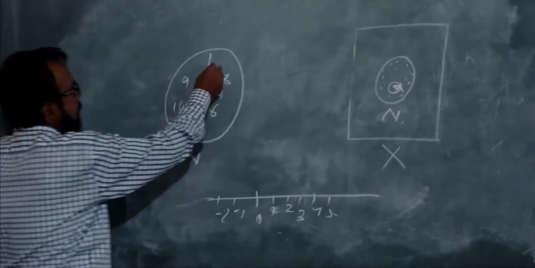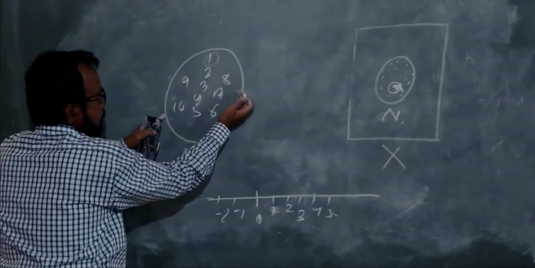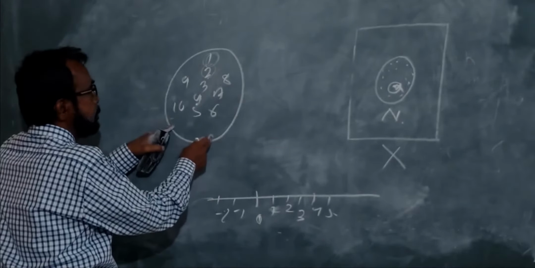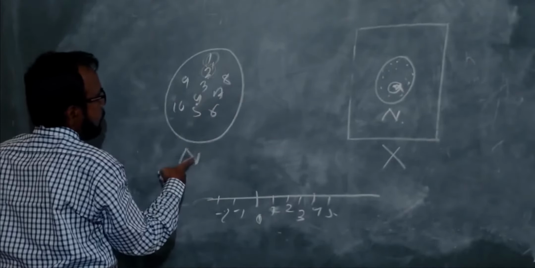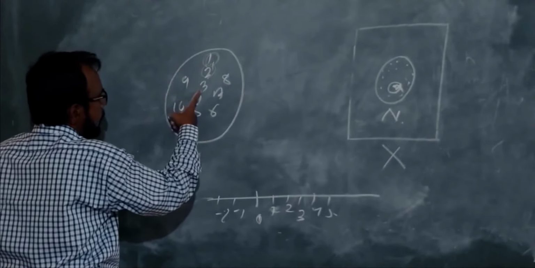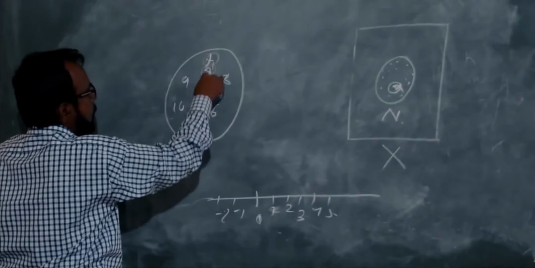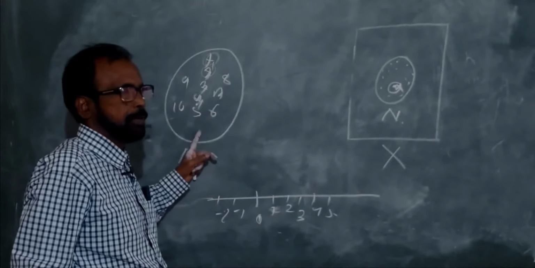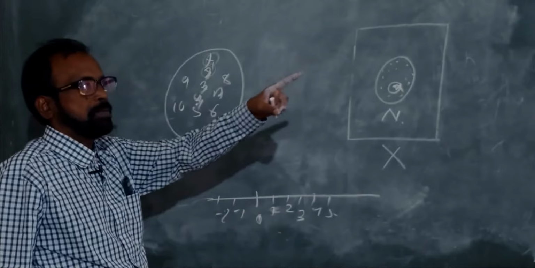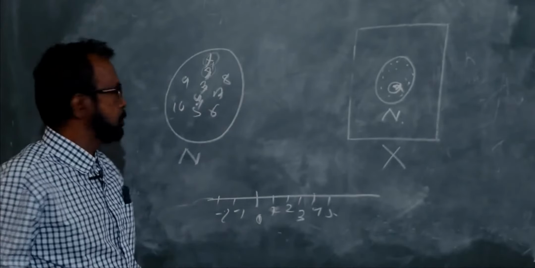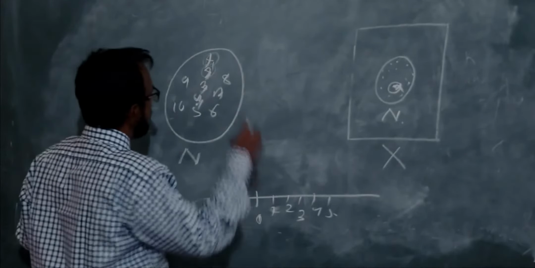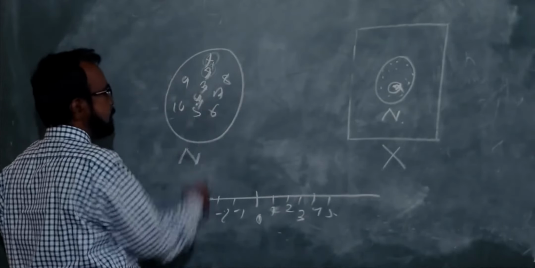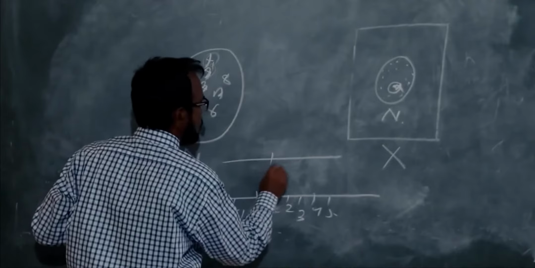So is 1 an interior point of the set? Is 2 an interior point of the set? Though 1 belongs to N and 2 belongs to N, these points are not interior points. That means no point of the natural numbers is an interior point. You take any natural number, and it is not an interior point of that set. Suppose 3. Is 3 an interior point or not?